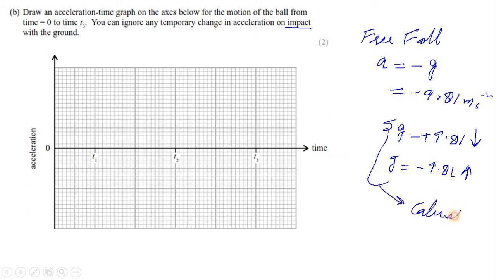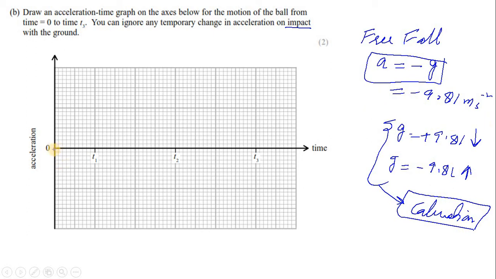If you use the equation of motion and you are using the value of g for the sake of calculation, then we say that the ball is falling down or coming up. That's how we decide the sign convention. But in reality, acceleration as a vector always remains in the negative direction. So the value of a is always minus 9.8. So from 0 to t3, the acceleration will always be minus 9.8.